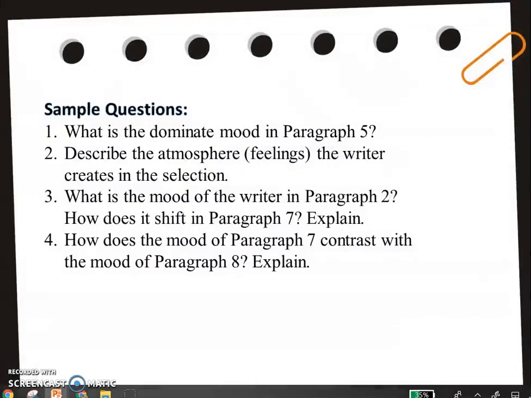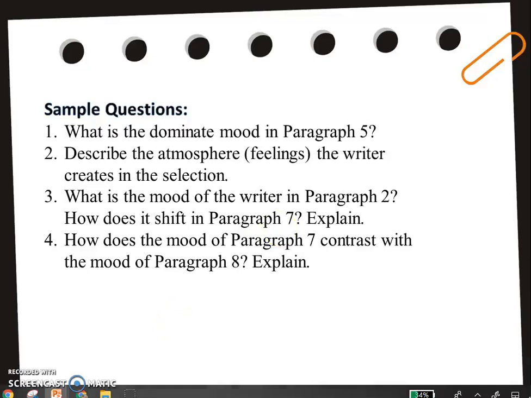Let's take a look at the sample questions that might be presented in the official exams. What's the dominant mood in paragraph 5? Only one dominant here. How can I get it? Through the setting, the word choice, the details presented, through the description, the imagery, addressing our senses. Describe the atmosphere the writer creates in the selection. When we say the atmosphere, we mean the mood. What's the mood of the writer in paragraph 2? How does it shift? Here we have to mention paragraphs 2 and 7 and make a comparison. Most probably they are opposite. We have a shift, we have a change. The same in number 4.